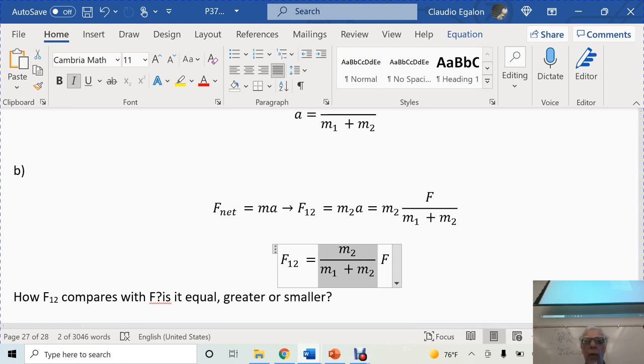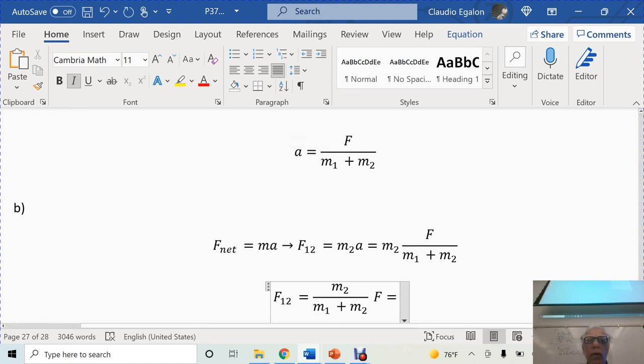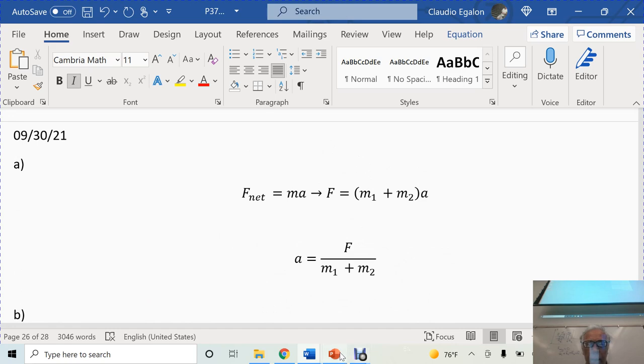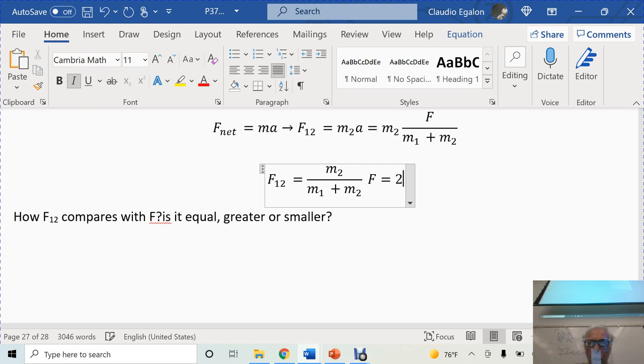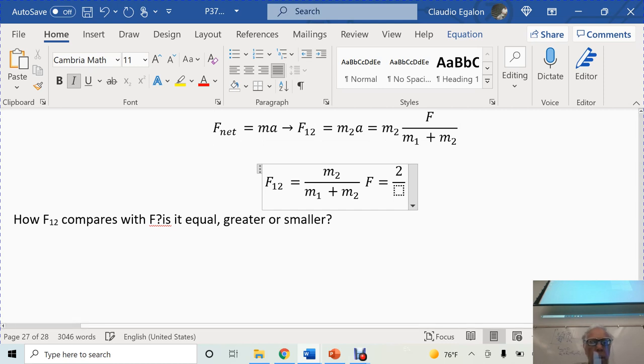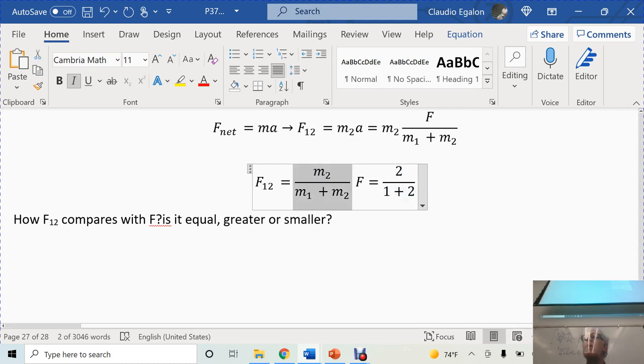So if M2 is, let's see, which one is the bigger block? If M2 is 2 kilograms, for instance, and M1 is 1 kilogram, then 1 plus 2 is 3. This ratio is going to end up being what? 2/3. Less than 1, right? Because this ratio is less than 1, my F12 is going to be less than F. Do you follow? Okay.